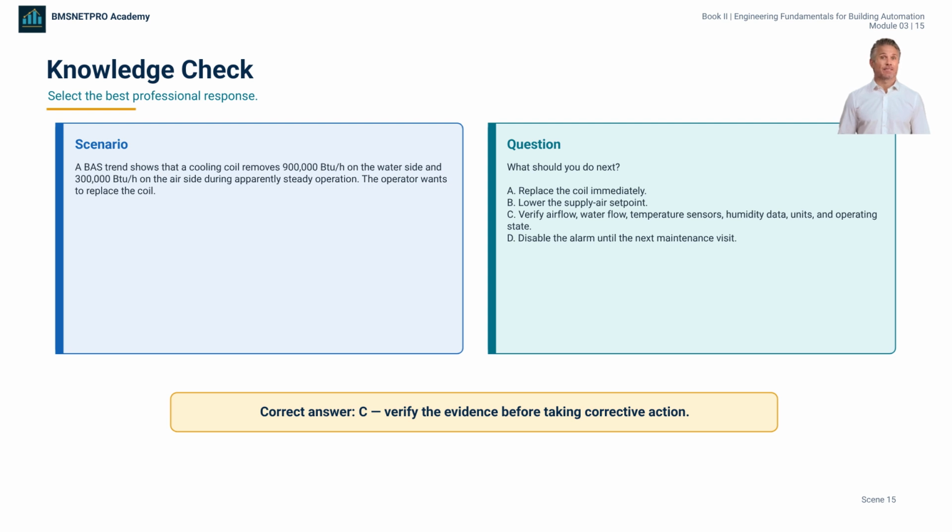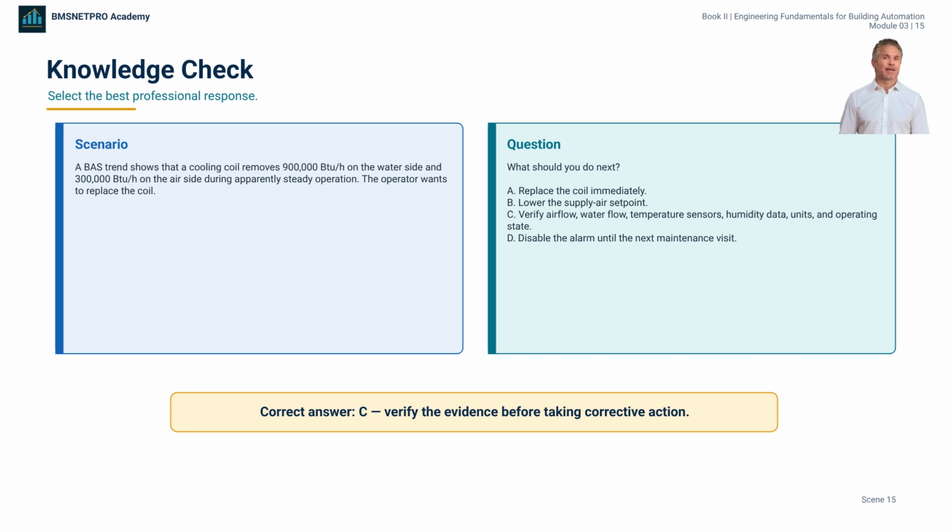Now let's apply the lesson. A BAS trend shows that a cooling coil removes 900,000 BTU per hour on the water side and 300,000 BTU per hour on the air side. The operator wants to replace the coil. What should you do next? The best answer is C. Verify airflow, water flow, temperature sensors, humidity data, units, and operating state.